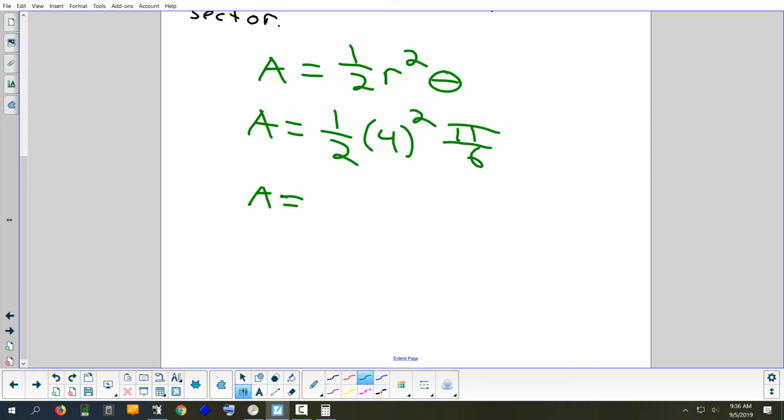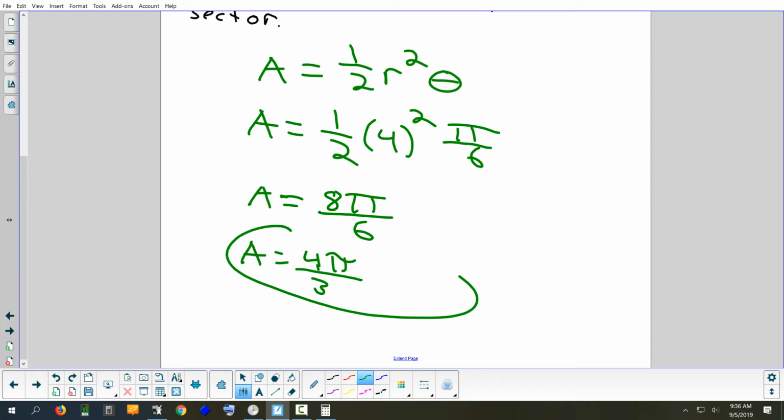Okay, so we're going to do a couple things in one step. What's 4 squared? 16. And then half of that. So we have 8 times pi over 6. So I simplified that whole first part to 8. 8/6 reduces to 4 over 3. 4 over 3. Okay, and that's our answer.